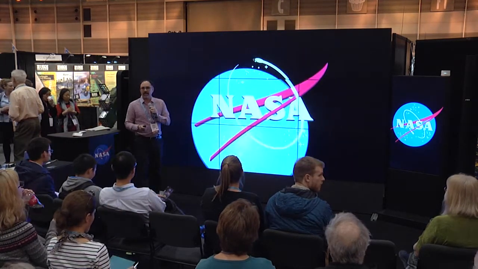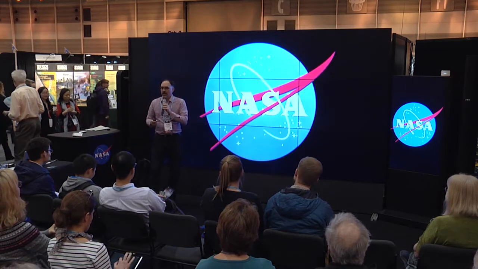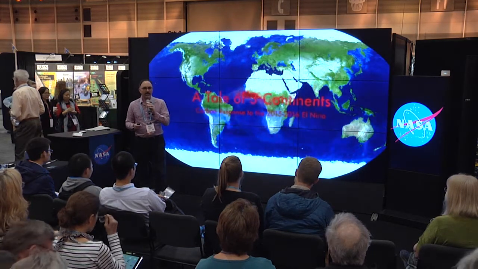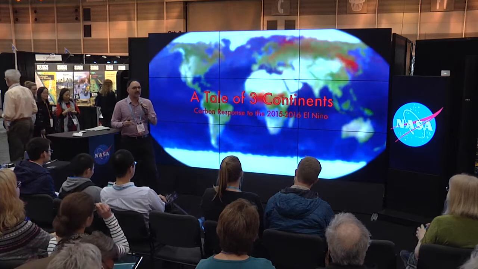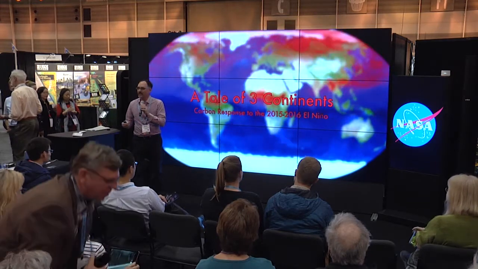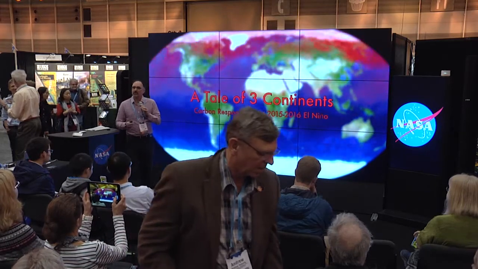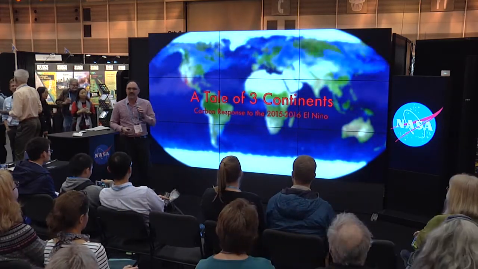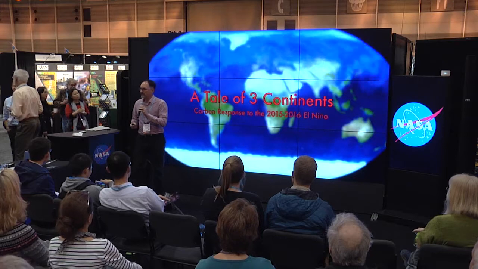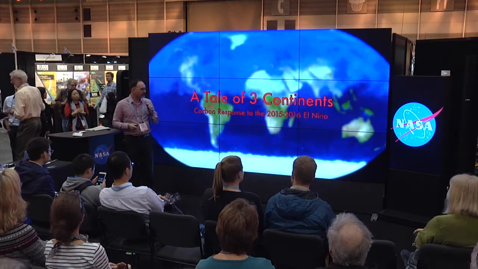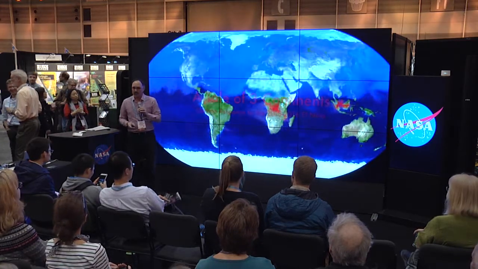What we're going to talk about today is the carbon cycle and how it interacts with climate, and in particular, the ways in which the carbon cycle acts differently depending on where you are. And that creates a tale of three continents. We're going to use that to understand this very epic 2015 to 2016 El Nino period that just occurred.